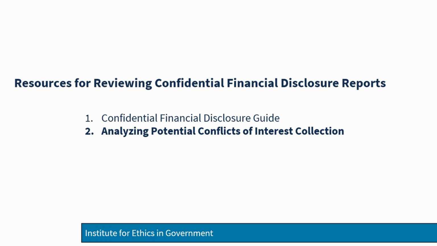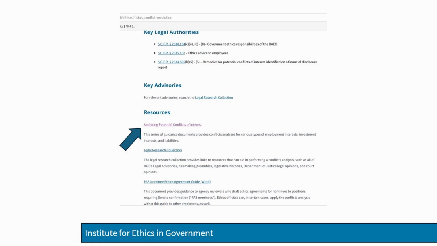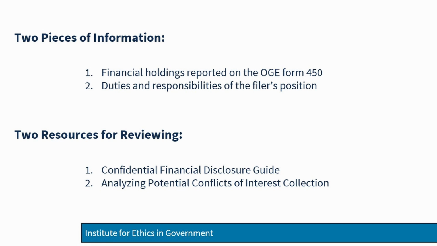We'll also need to know where to find the Analyzing Potential Conflicts of Interest collection. To find it, we navigate to Resources for Ethics Officials, then to Conflicts Analysis and Resolution, and then scroll down to Analyzing Potential Conflicts of Interest. Now that we know which information and resources we need, we can put it all together and take a look at an OGE Form 450.